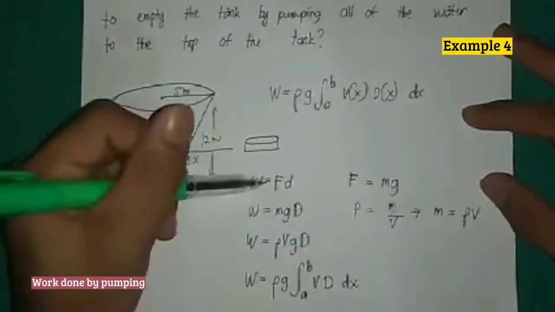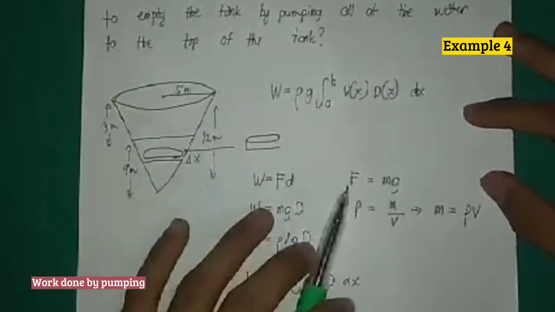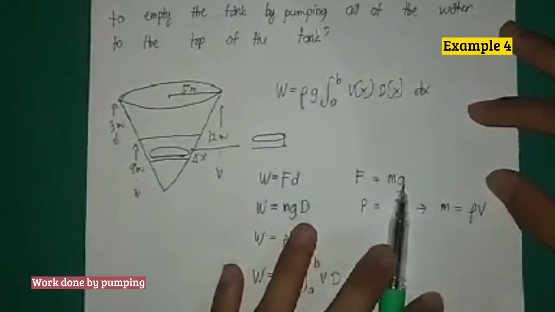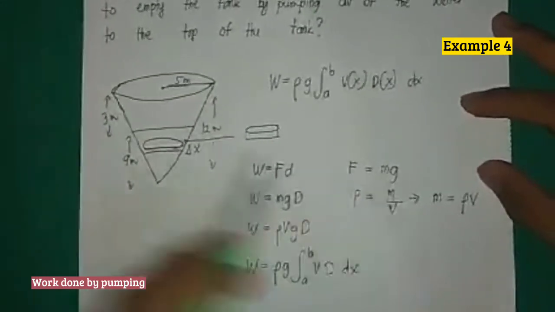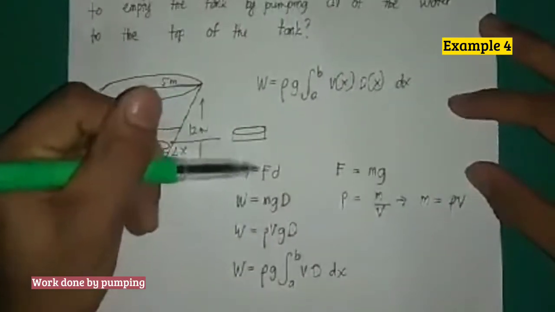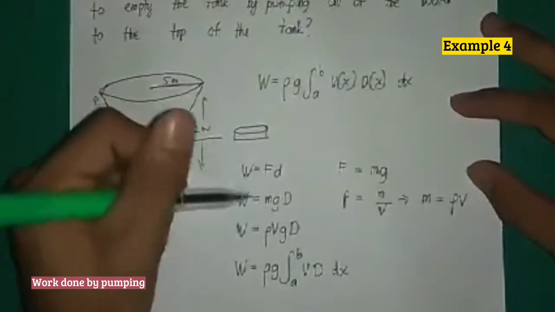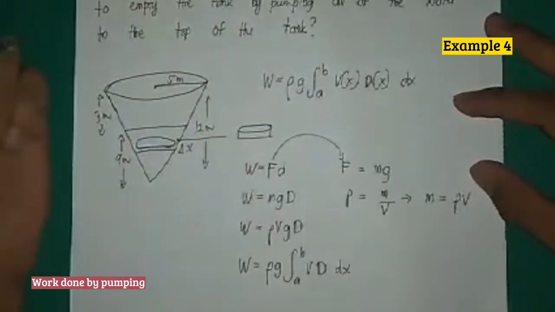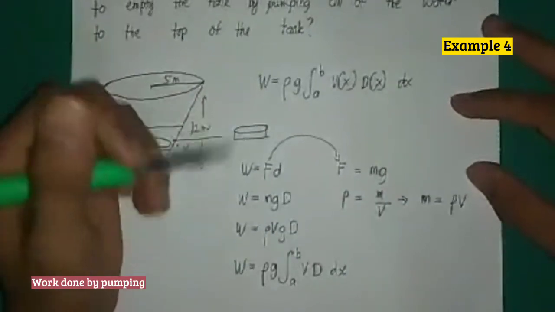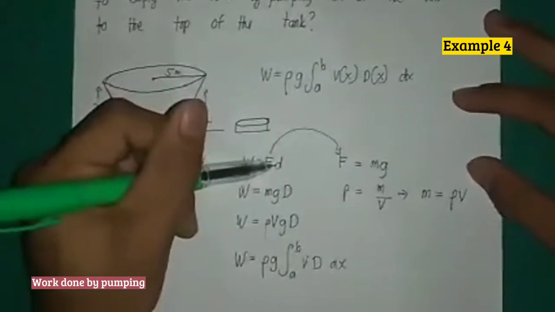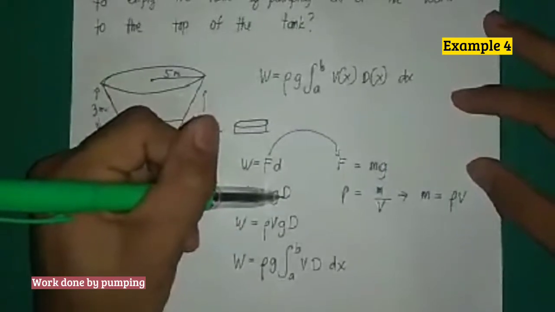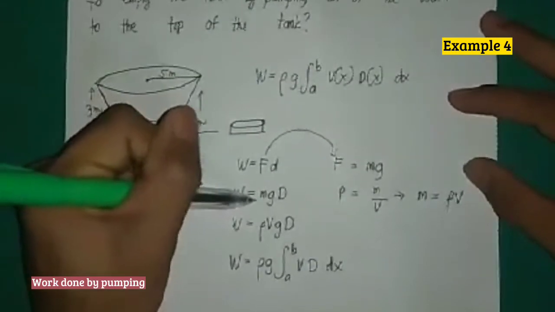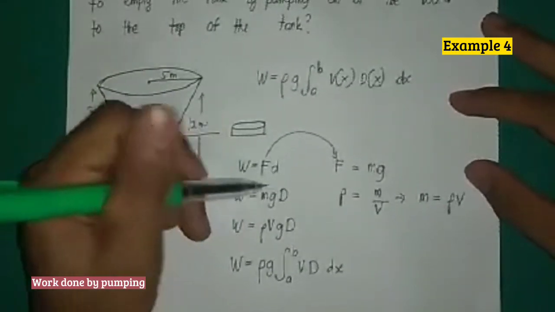So in order, the formula for force is equal to mass times gravity. So F will be changed into mass times gravity, which is then substituted, times the distance, which is capital D so you won't be confused. So W is equal to M times G times D.